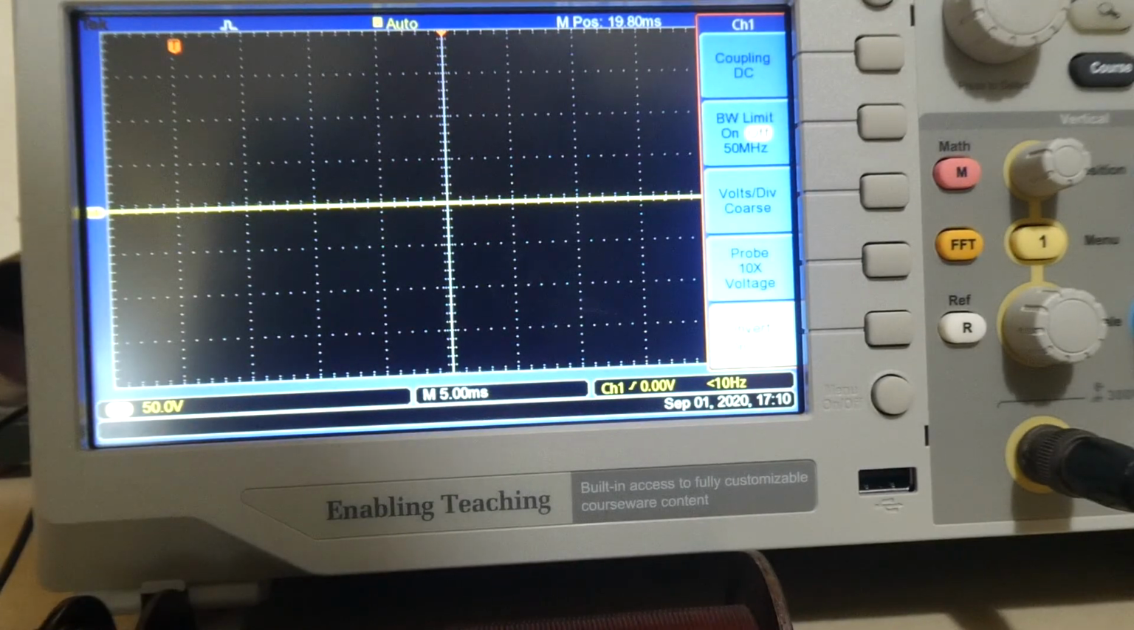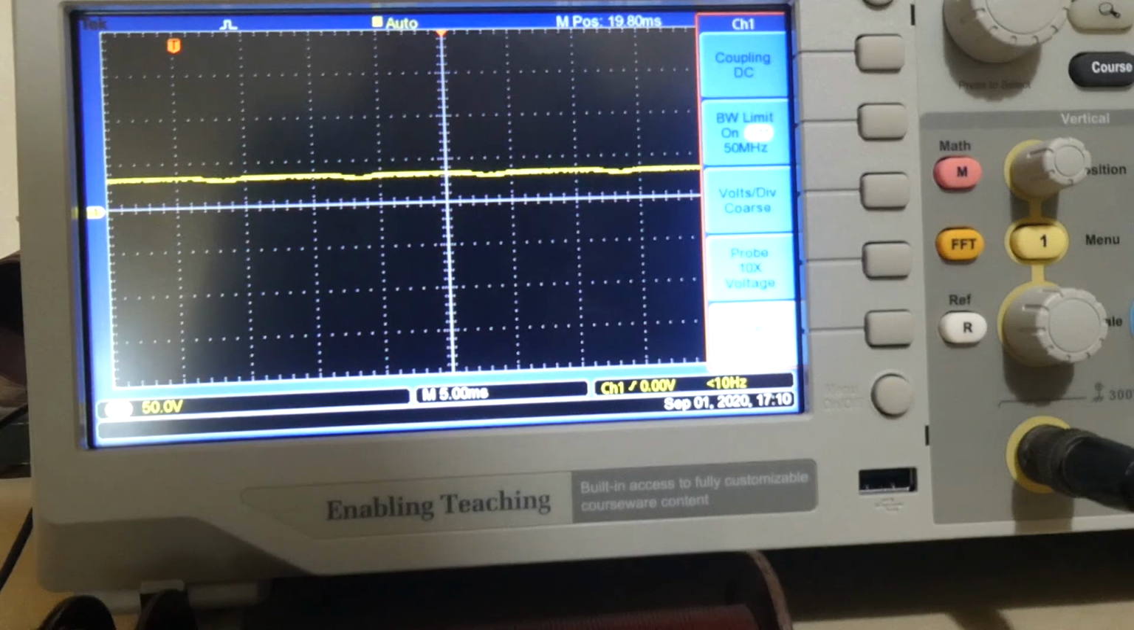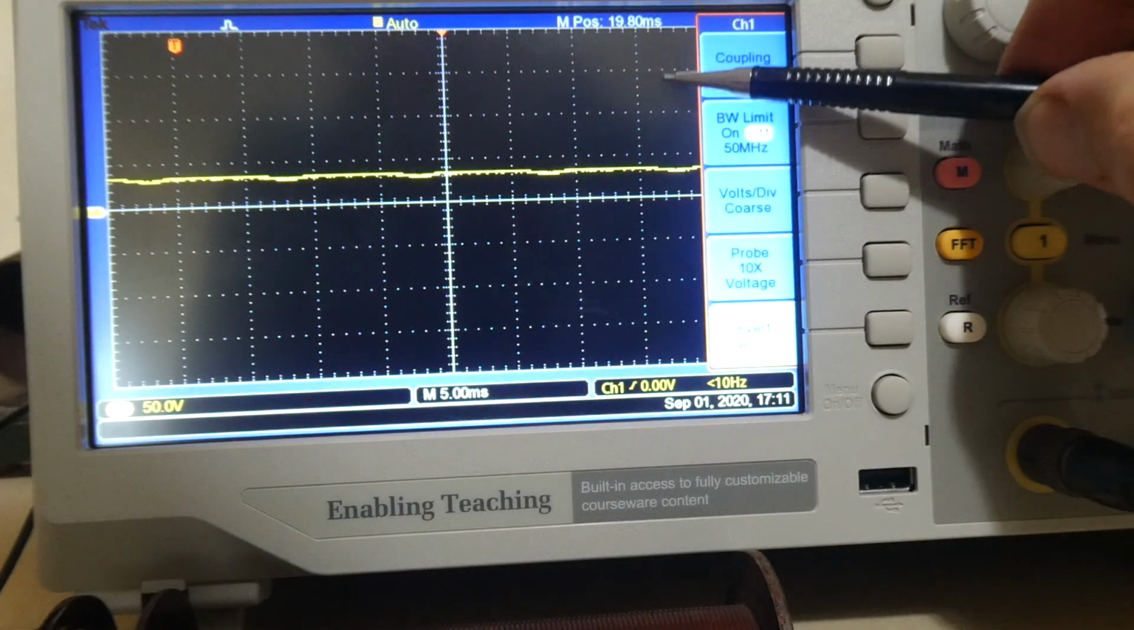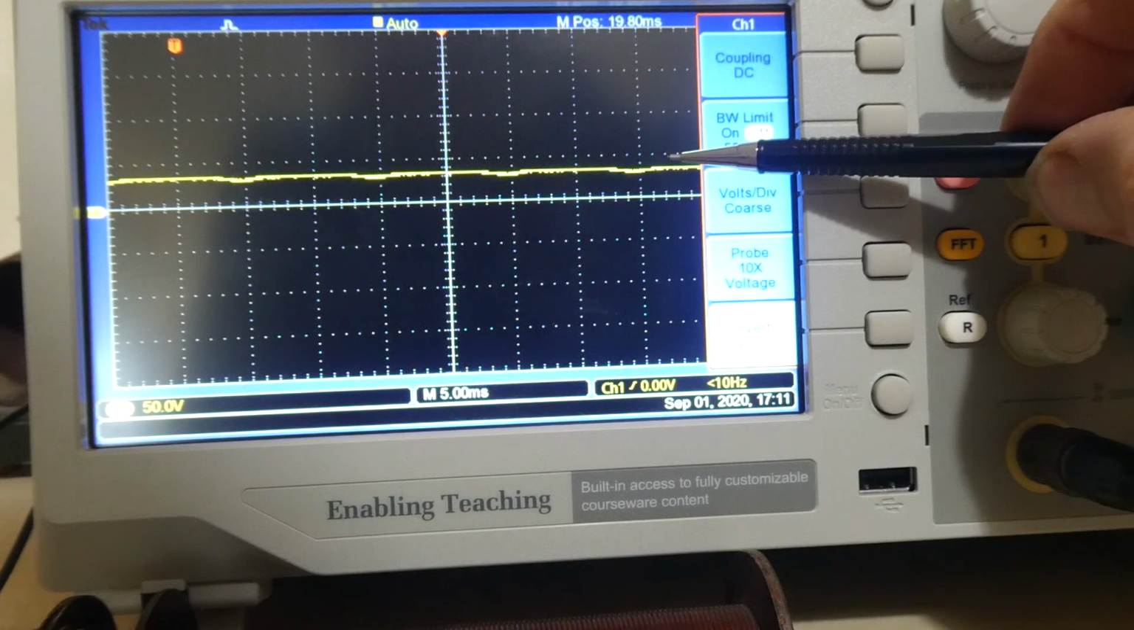I'm now measuring the voltage which is generated across the resistor, so we know that we've got 15 volts coming in. My resistor is dropping the voltage down to around about 4 volts across the coil.